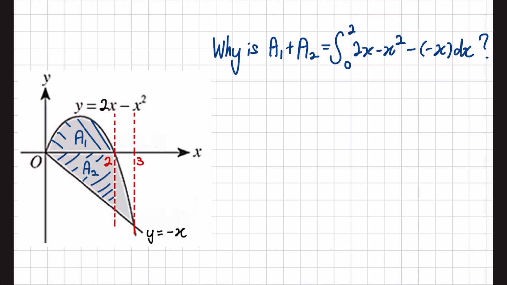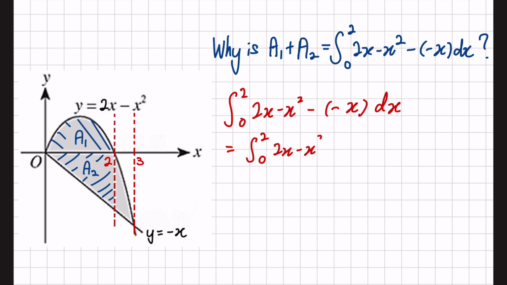Why is it like that? So let's do it part by part. If I were to write this down, integrating from 0 to 2, 2x minus x squared, the curve which lies above the line, minus away the equation of the line. I can split this into integrating from 0 to 2, 2x minus x squared, the curve, dx, minus away, integrating from 0 to 2, the line.